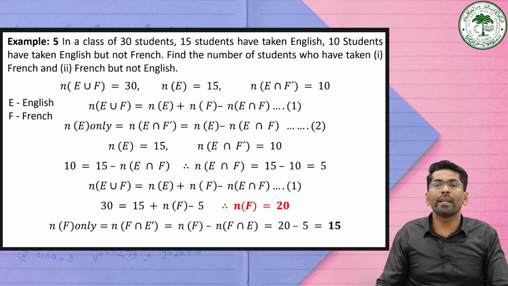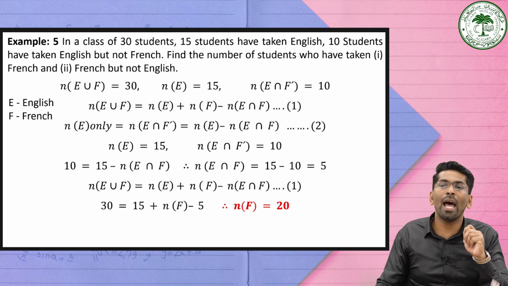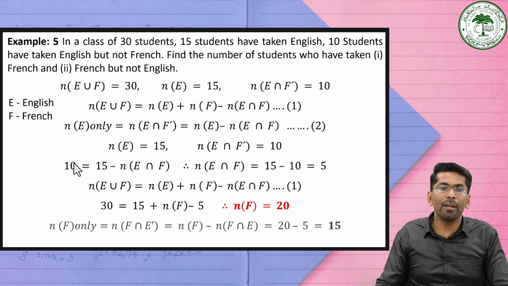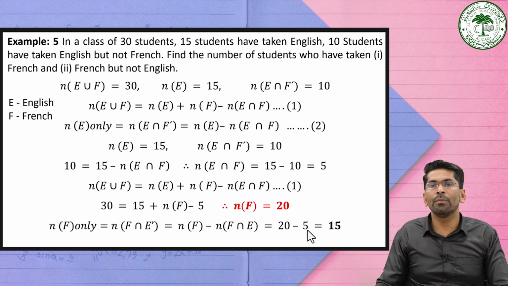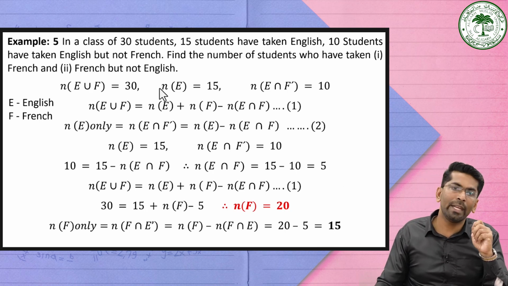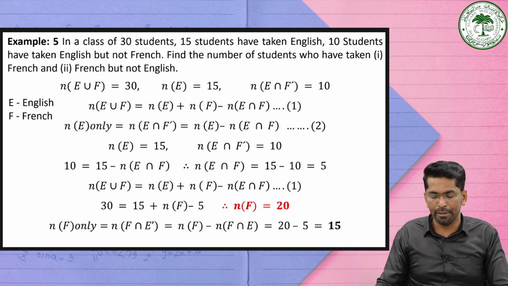Now we want to address the second question, that is, the number of students who have taken French but not English, which means how many students have taken French only. For that we use the formula: the number of students who took French only is equal to the number of elements in F minus the number of elements in F intersection E, which is 20 minus the intersection, that is 5, so it is 15. So the number of students who have taken French but not English, that means French only, is equal to 15.